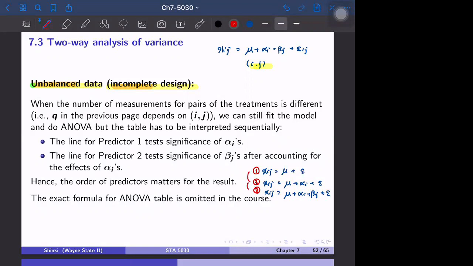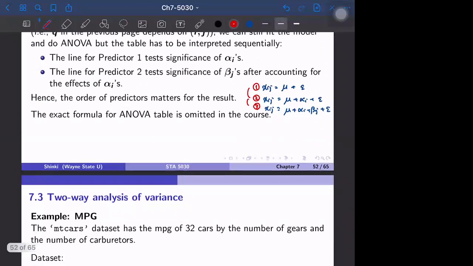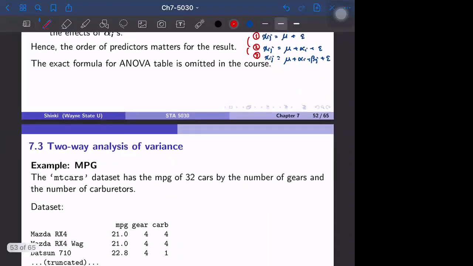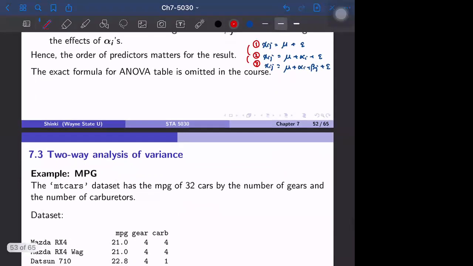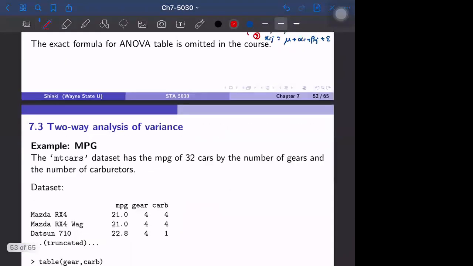For the balanced ANOVA, the test of 1 versus 3 is the same as 2 versus 3. That was the special situation. But now we have to be strictly sequential. The exact formulas for the sum of squared residuals and so on are omitted in the course, but we discuss them later in this chapter, and you can see almost everything.